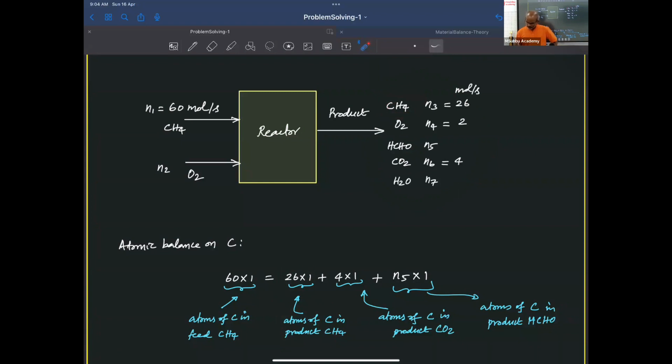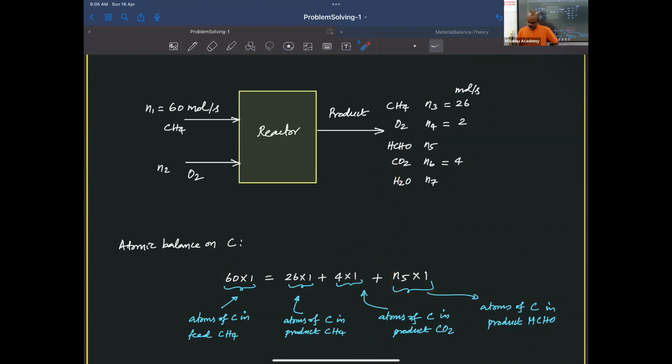And in the CO2, we have 4 moles of CO2 leaving. For 1 mole of CO2, we have 1 atom of C. So it is 4 into 1. So this is simply the molar flow, and this is how much C is there in the component. Don't say molecule, it's better to say component. In CO2, one atom is there. So that's why 4 into 1, because 4 is the mole number and 1 is the atoms of C in CO2.